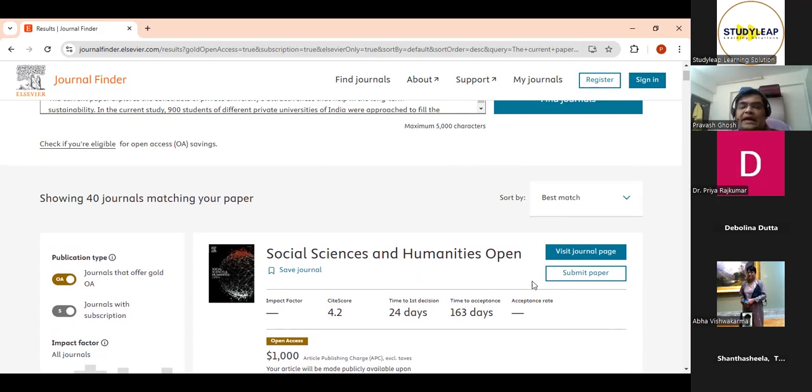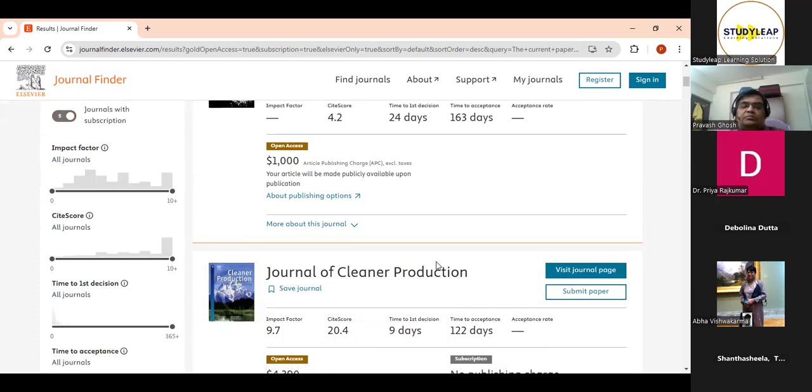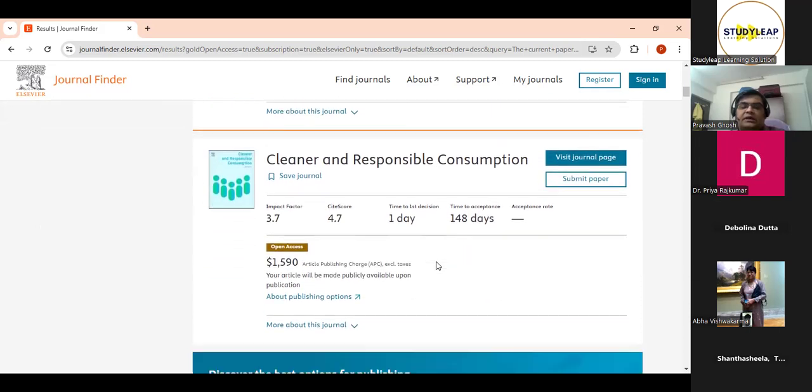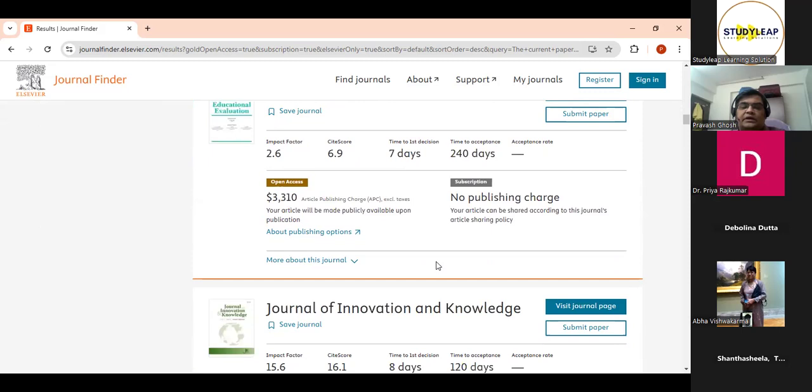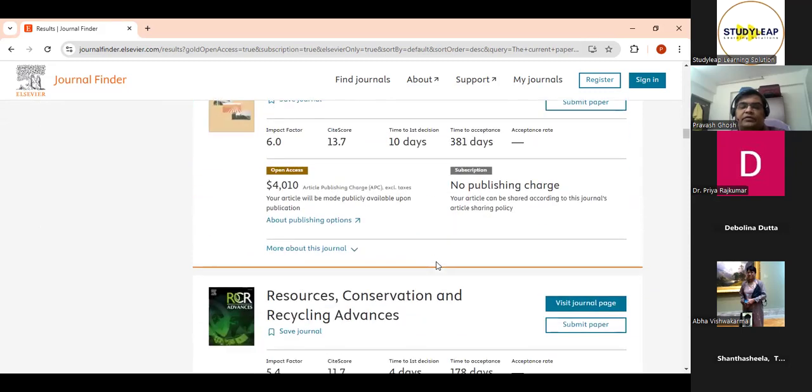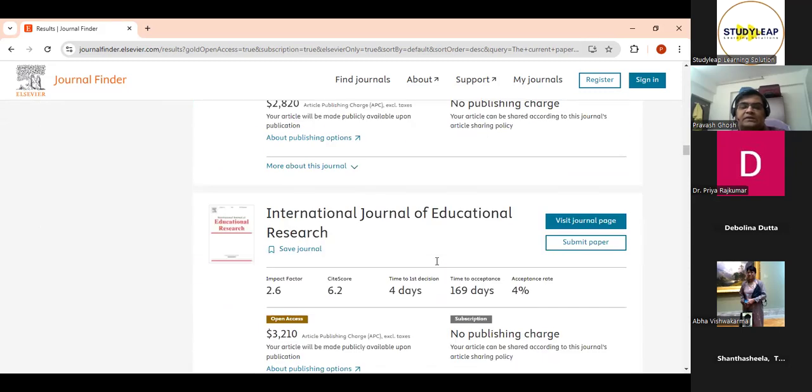Now, next is acceptance rate. What is acceptance rate? Suppose in this number one, there is no acceptance rate, right? But let me find one acceptance rate. They are not showing the acceptance rate here. Generally, very few journals give the acceptance rate.